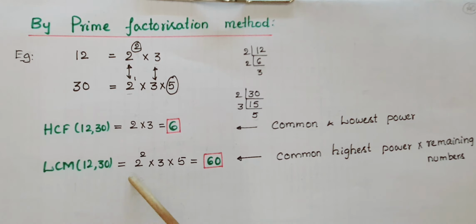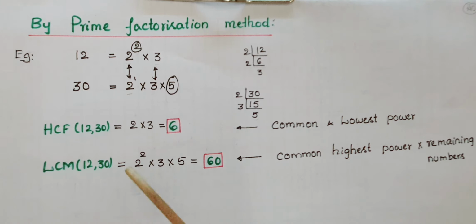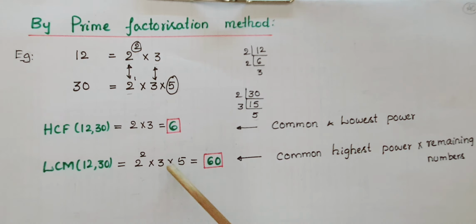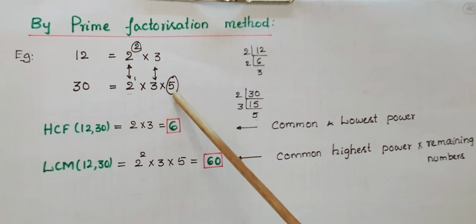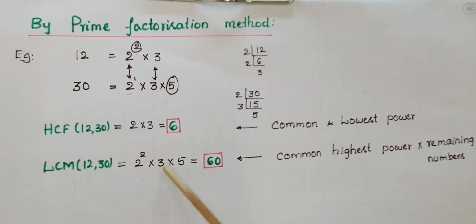And the LCM is equal to, here you have to take the common numbers with the highest power, that is 2 square, into 3, and then write the remaining numbers, that is only 5, so into 5. So 2 square into 3 into 5: the common numbers with the highest power, and in the LCM you also have to write the remaining numbers. Here 5 is the remaining number, so into 5, that is 60. So the HCF is 6 and the LCM is equal to 60.